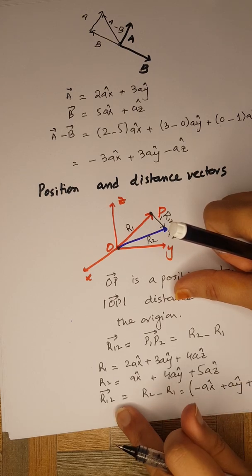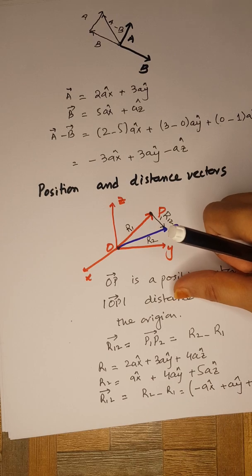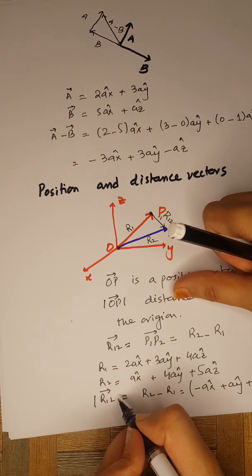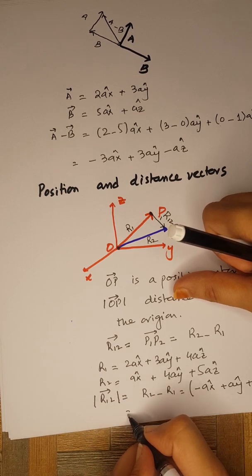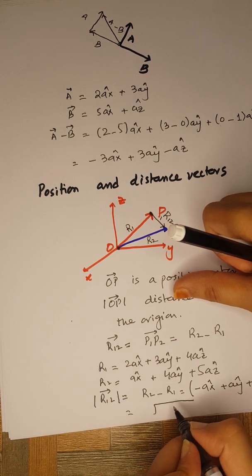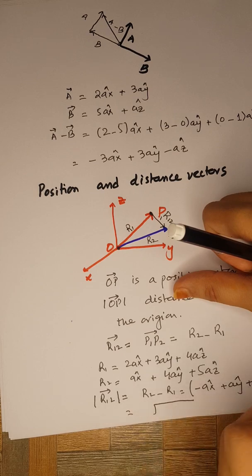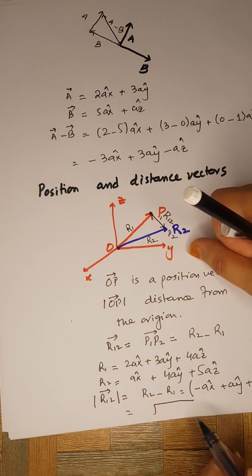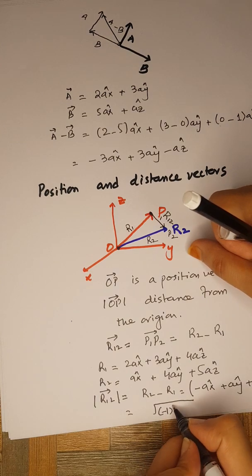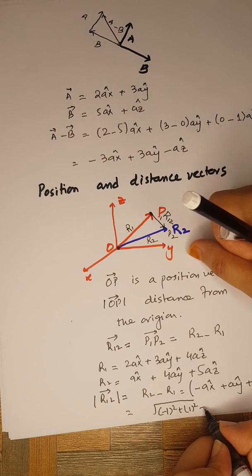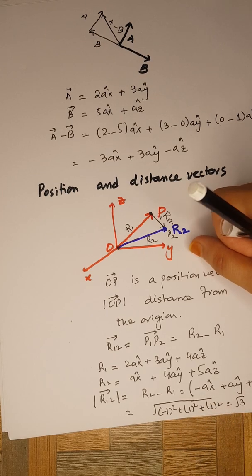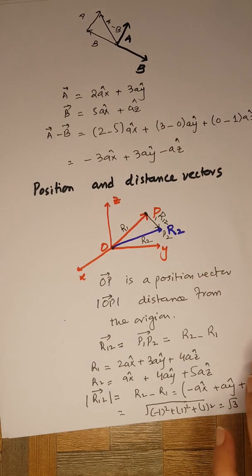This is the vector form. If we are interested in determining the distance or the magnitude, then we can take the magnitude of this vector. This will give us the length of the vector starting from P1 to P2. So minus 1 whole square, plus 1 whole square, plus 1 whole square. This is equal to under root 3. I hope it is clear.